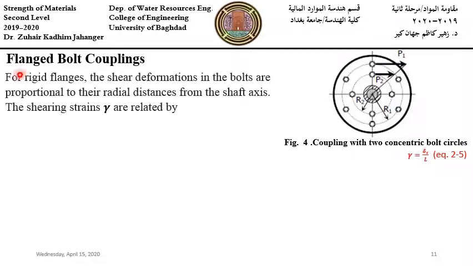For a rigid flange, the shear deformations in the bolts are proportional to the radial distance from the shaft axis. So the shearing strains gamma are related by, and don't forget, gamma equals shearing deformation over original length: gamma over R equals gamma 1 over R1 equals gamma 2 over R2, equation 3.5.